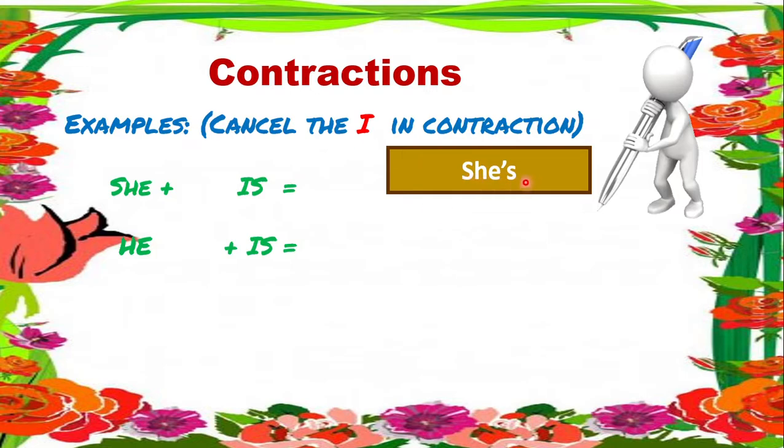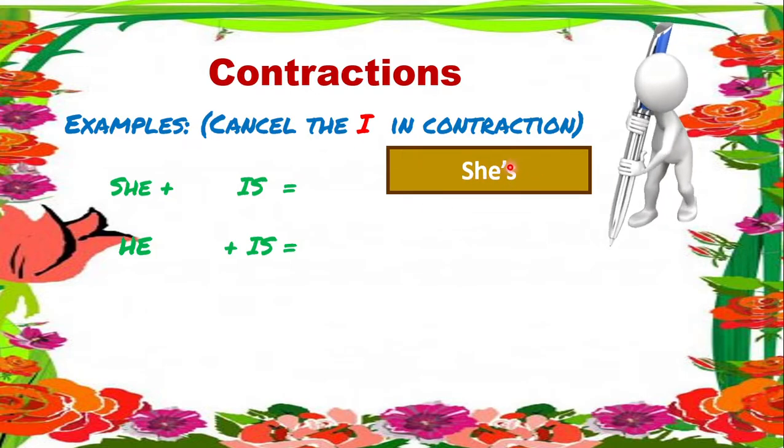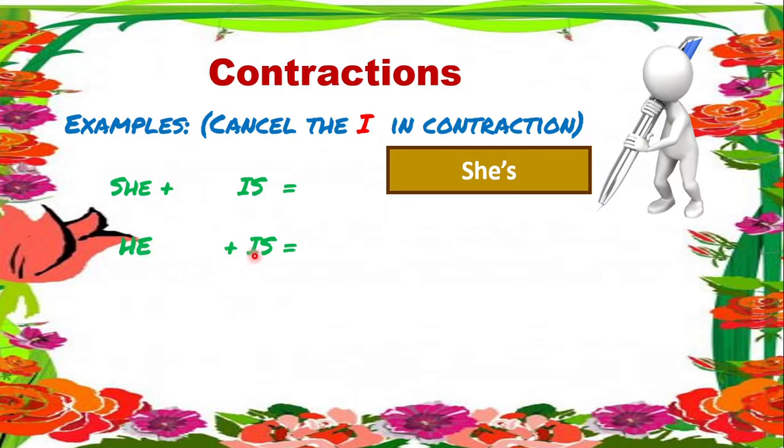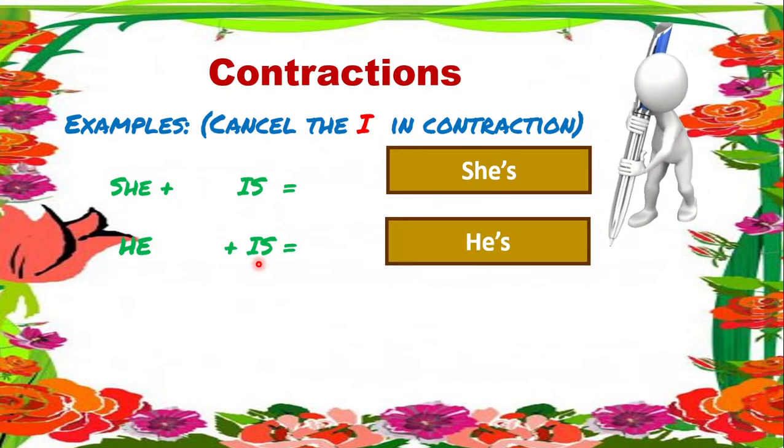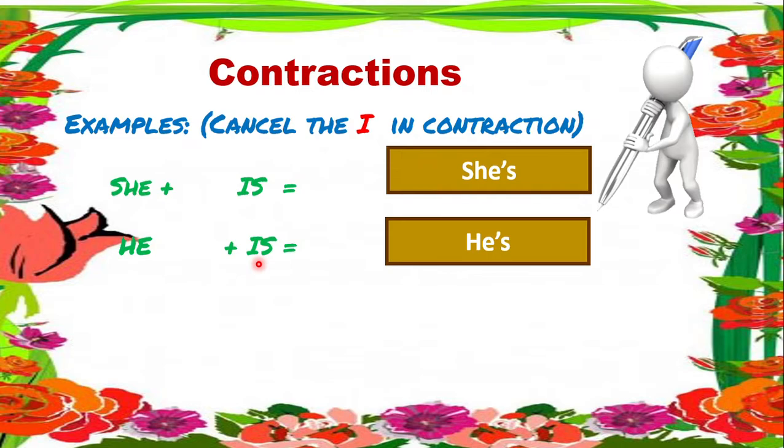She's. She apostrophe s. He and is. What do we do? Cancel the I. Becomes he's. He's going to the bookstore. So instead of two words, one word.